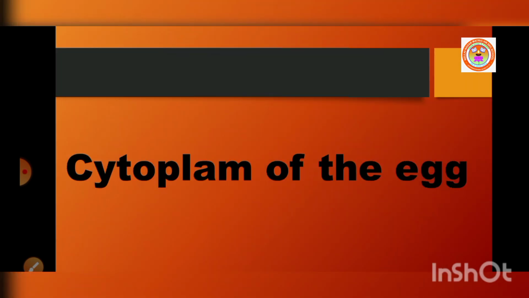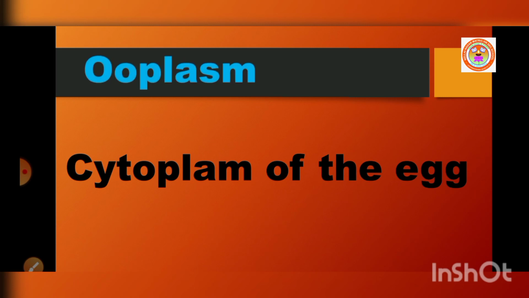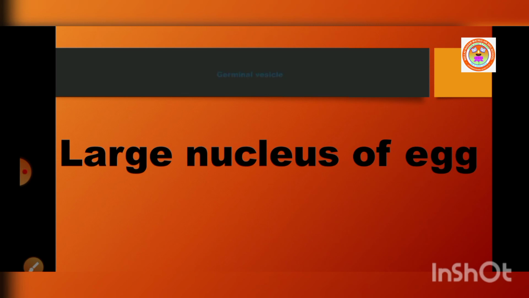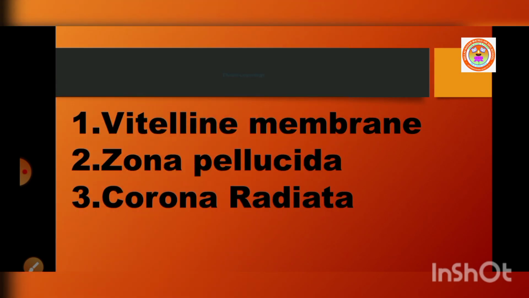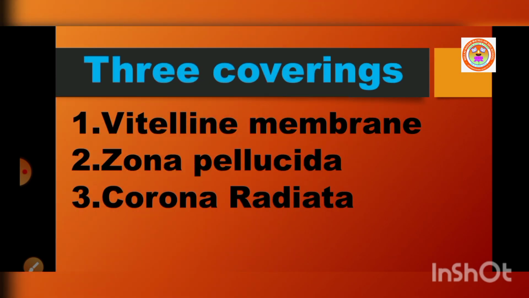The cytoplasm of the egg is called ooplasm. It contains a large nucleus that is called germinal vesicle. The ovum is surrounded by three coverings, namely vitelline membrane, zona pellucida and corona radiata. Got it? The ovum is surrounded by three membranes. They are inner vitelline membrane, middle zona pellucida and outer corona radiata.